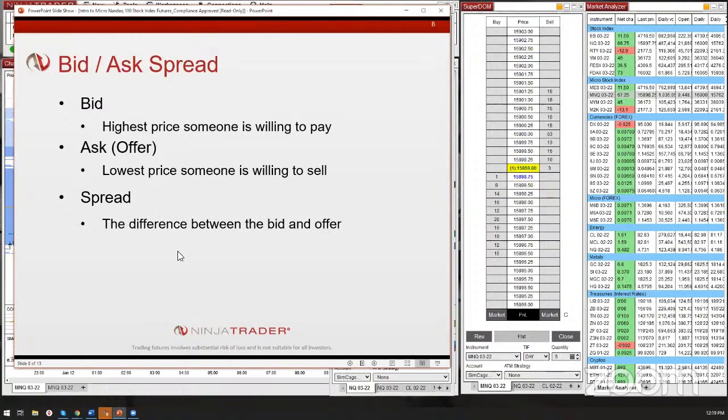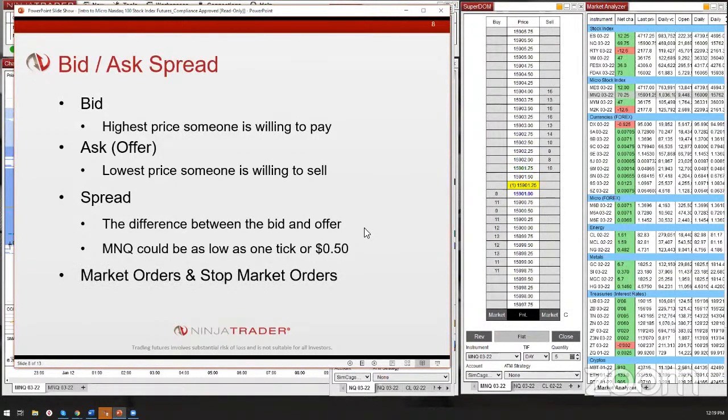And so we refer to the spread as the difference between the bid and the offer. The tighter the spread, the better off you are. MNQ could be as low as 1 tick or 50 cents. Right now, just eyeballing it, it's looking at like a couple ticks.